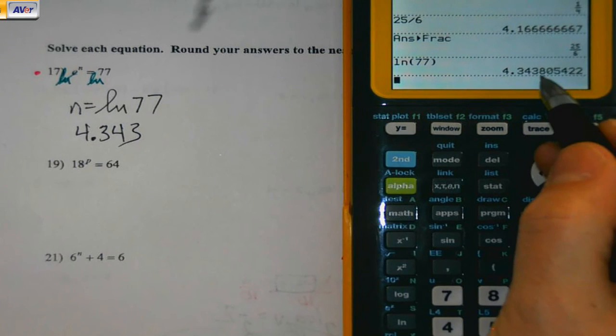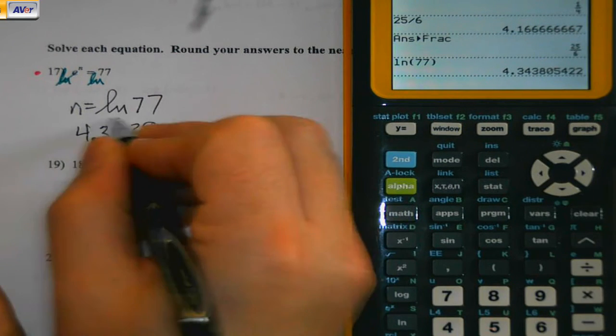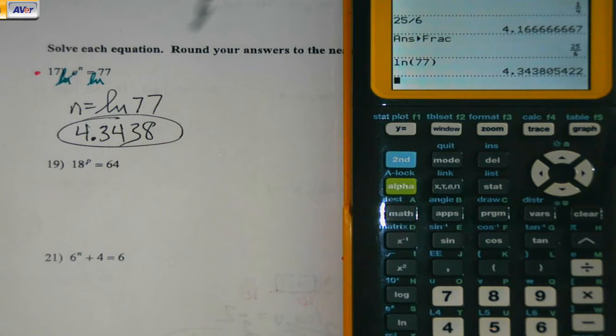4.343. Then my next digit would be 8. Oh, that's 0. It's not going to change. Okay. And I can get that in. So that's all we're looking at.